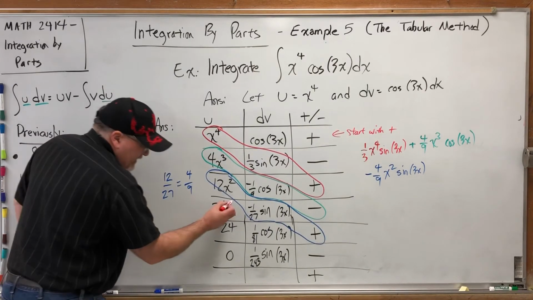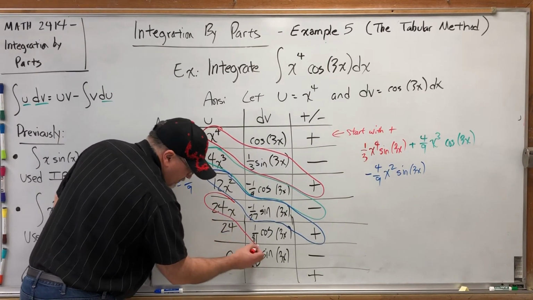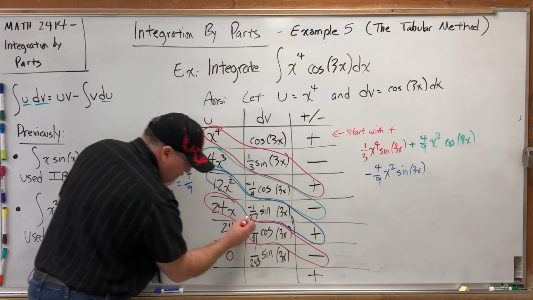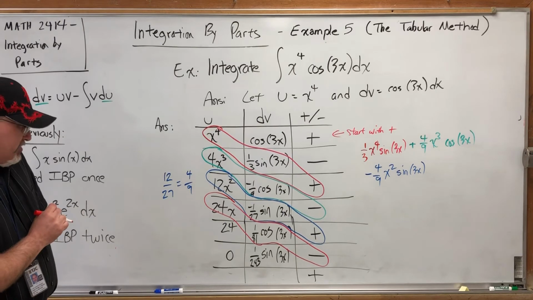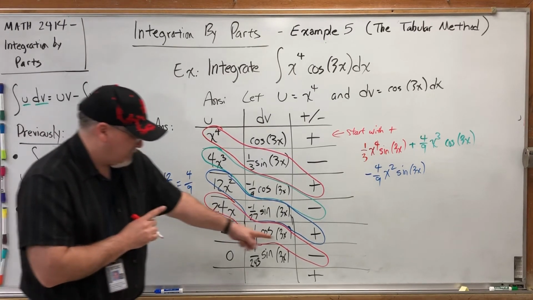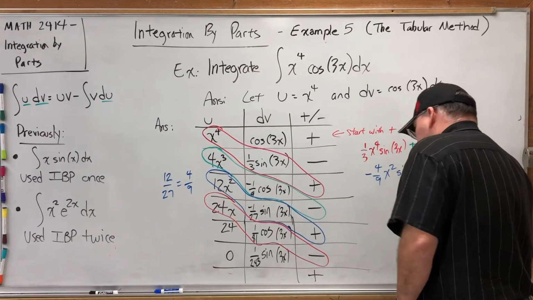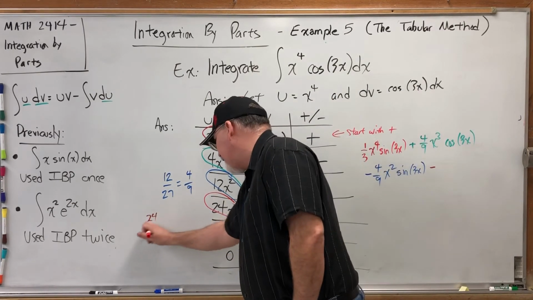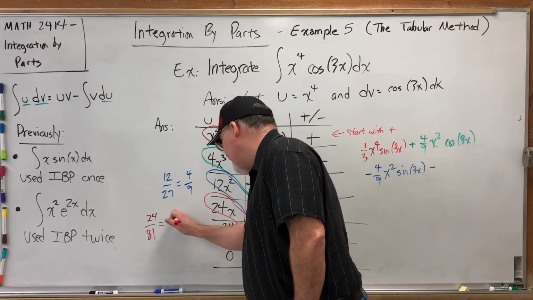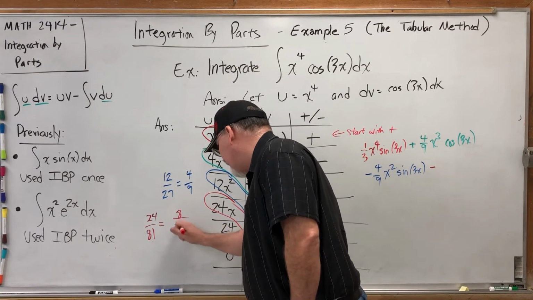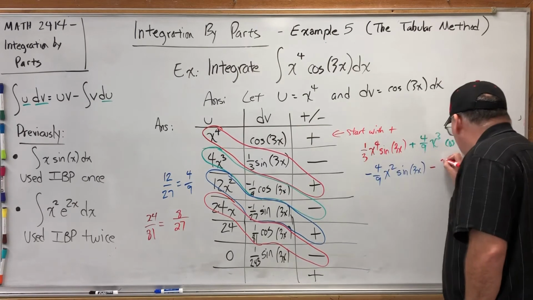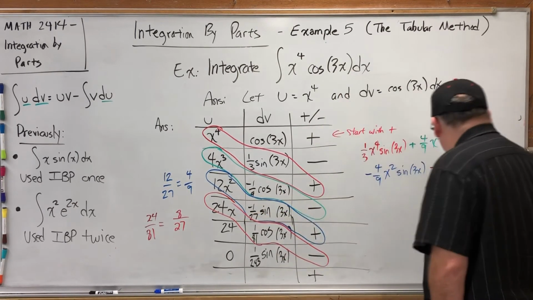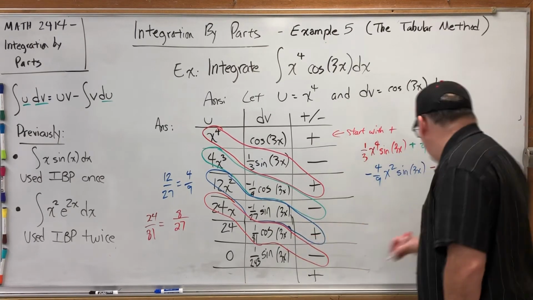Starting with the 24x and going down the diagonal. 24x, 1 over 81 times cosine of 3x times negative 1. And let's see, that's going to be negative, positive times negative. Our constant is going to be 24 over 81, but that will reduce by 3. 24 reduces by 3 to give 8. 81 reduces by 3 to give 27. So our coefficient is 8 over 27. Our x is to the first power. And we have cosine of 3x.